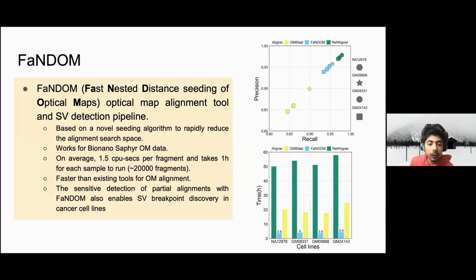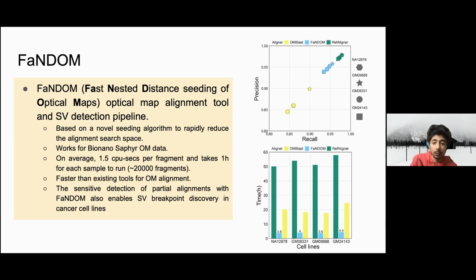We developed a new tool for aligning the optical map data and the SV detection pipeline named FaNDOM. FaNDOM, or Fast Nested Distance Seeding of Optical Maps, is an optical map alignment tool and SV detection pipeline. FaNDOM works based on a novel seeding algorithm to rapidly reduce the alignment search space.